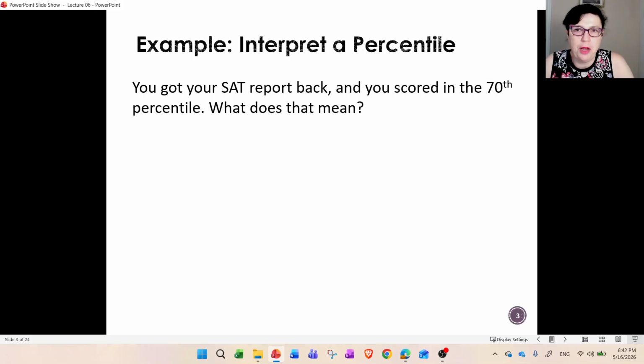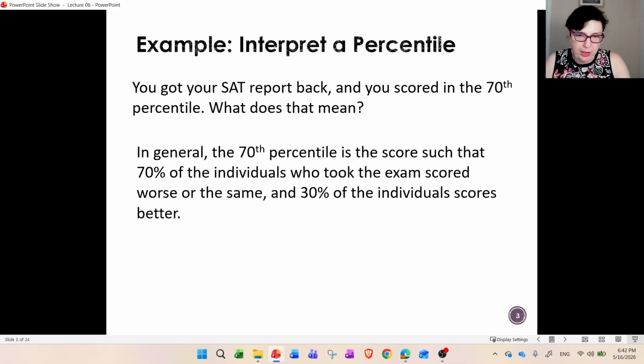Let me just give you another example. Let's say you've got a report back on how you performed on the SAT and you are in the 70th percentile. What does that mean? Well, I want you to remember that this 70% is the percentage below or like you, or the same, not above. Sometimes people make that mistake. So 70th percentile means that 70% of the data is below you or possibly equal, which means that 70% of all individuals who took SAT did worse than you or like you, and 30% scored better than you.